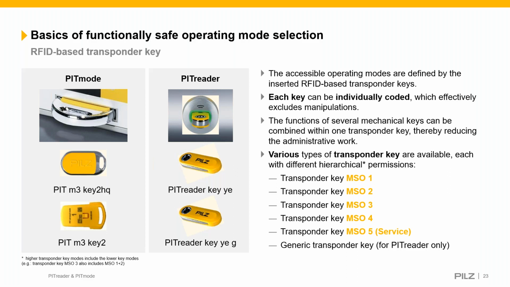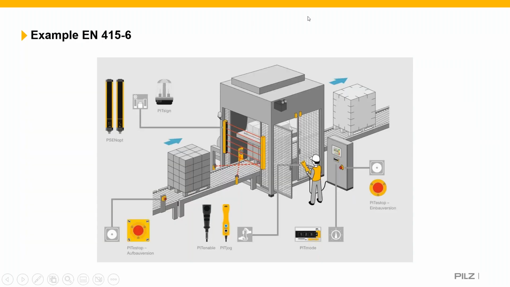Various types of transponder keys are available from ourselves, each with different hierarchical permissions. And so you can buy standard transponder keys from ourselves with the levels programmed, or you can buy generic transponder keys which you can program yourselves. But they're only for use with our PIT reader device, not the original PIT mode classic unit.